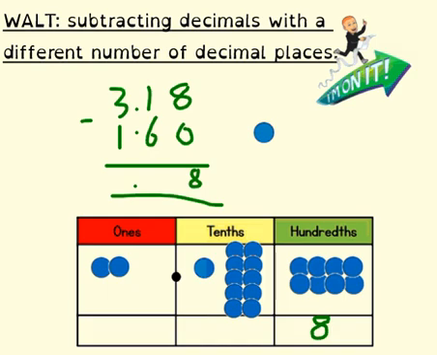rows or columns. To represent that in my column method, I now only have 2 ones because I've exchanged one of them, and I now have 11 tenths because I had one already, now exchanged and got a further 10. So in total, I have 11. 11 tenths, take away 6 tenths. Can I do that easily? Well, I can now because I've got more counters to play with.